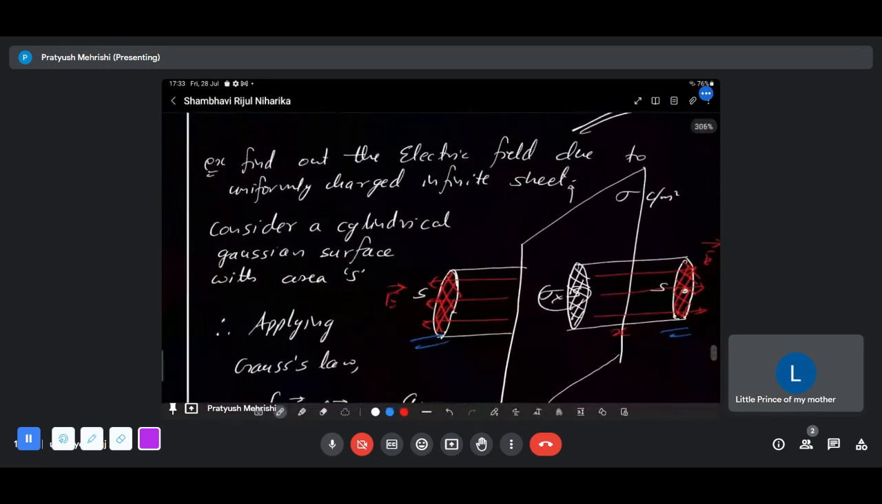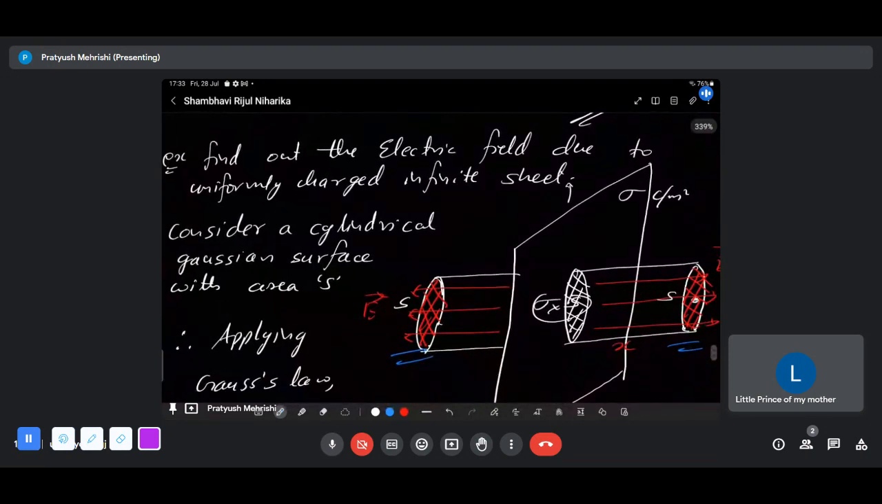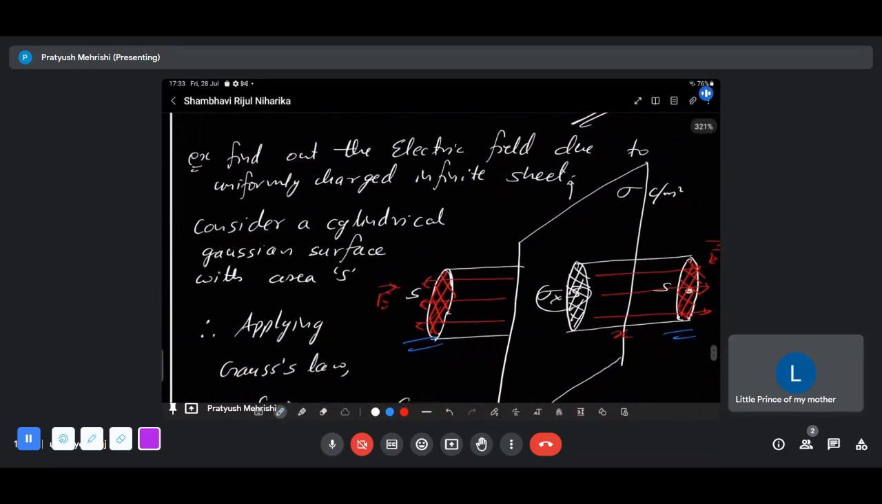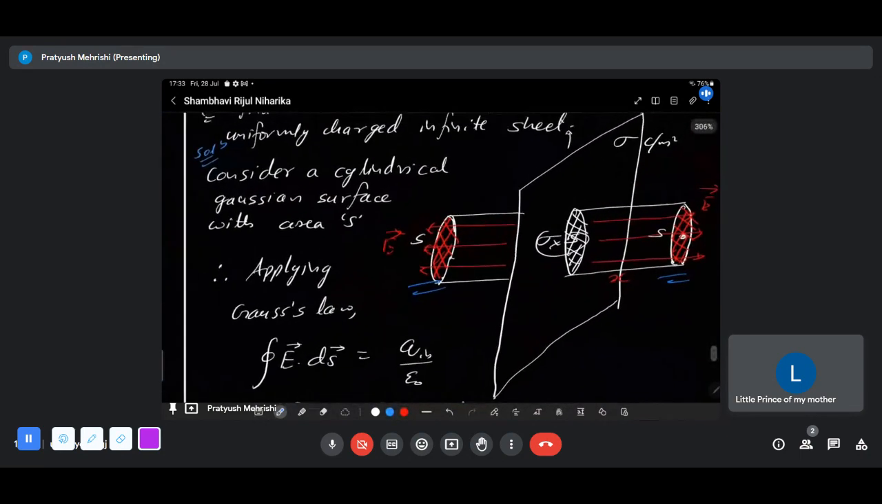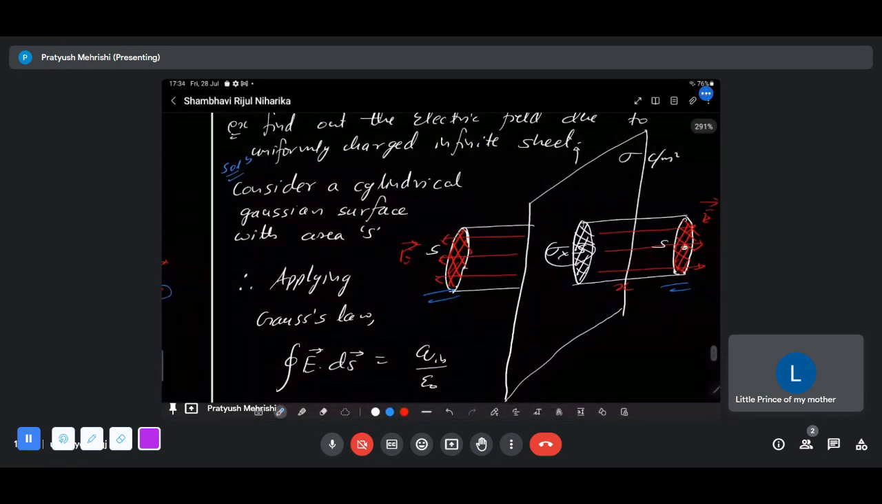Now, find out the electric field due to a uniformly charged infinite sheet. This is a uniformly charged infinite sheet whose charge density is given to us. Charge density is sigma coulomb per meter square. Means in 1 meter square, the charge we will get is sigma coulombs.